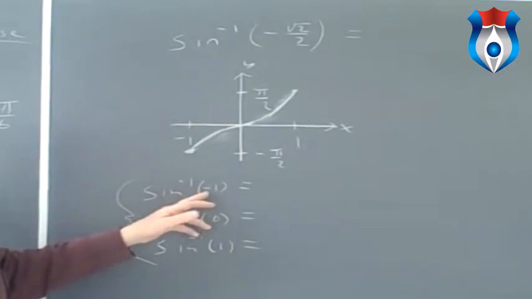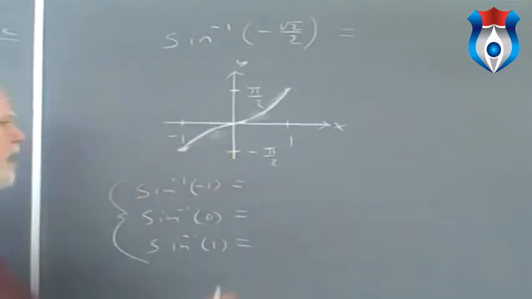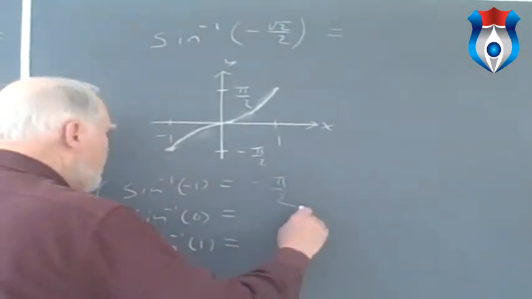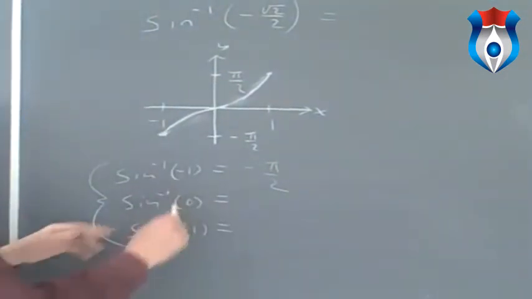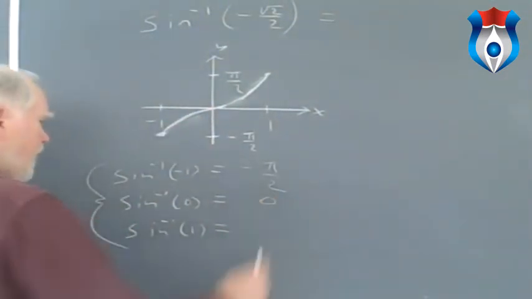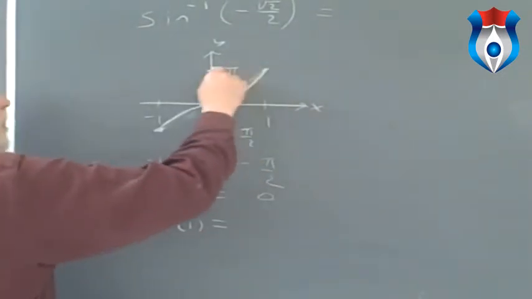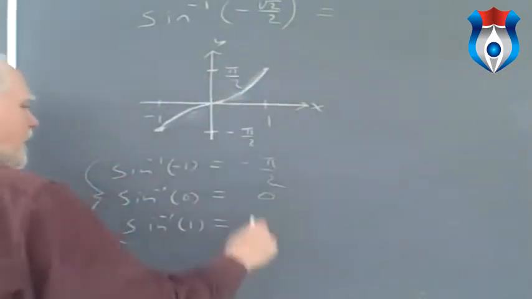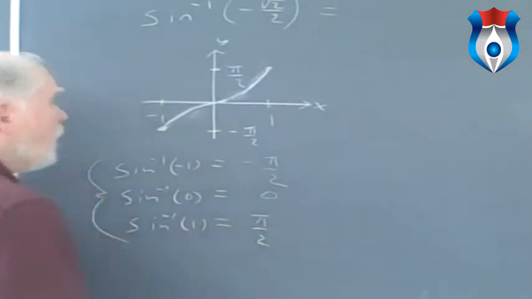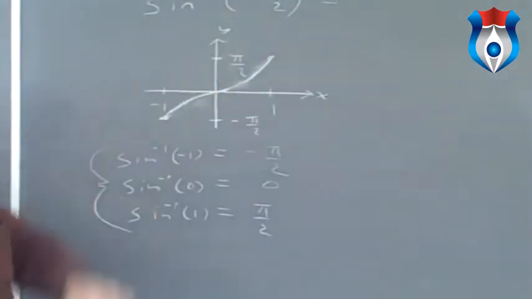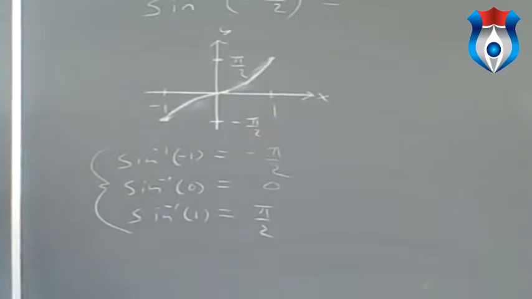The sine inverse of negative 1 is clearly negative pi over 2. The sine inverse of 0 is clearly 0. And the sine inverse of 1 is clearly pi over 2. You go up like this and over, and you get pi over 2. But we're interested actually in the sine inverse of negative root 2 over 2.